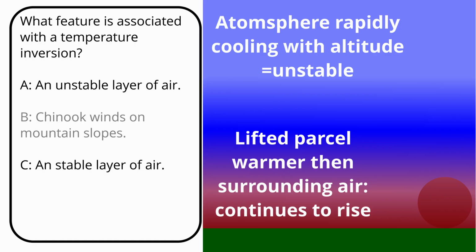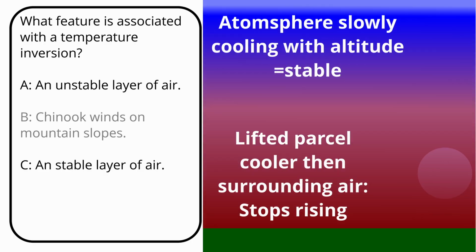Stability is a measure of how the atmosphere resists vertical motion. If a lifted parcel of air is warmer and less dense than its immediate environment, it will tend to continue to rise. If the same parcel encounters air warmer than it is, it will stop or reverse direction. This resistance to vertical movement is called a stable atmosphere.